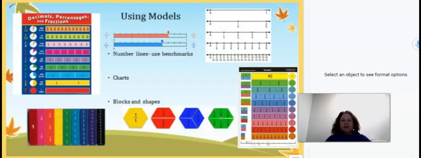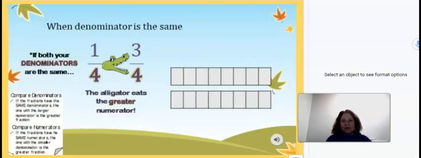Now you remember that we can use models to compare fractions. There are several different models. Mostly what we used were the fraction strips, also called fraction bars, or number lines. And we use benchmark numbers. So benchmark fractions are 0, 1/2, 1 whole, and we use those to round, if you recall. So how do we compare fractions?